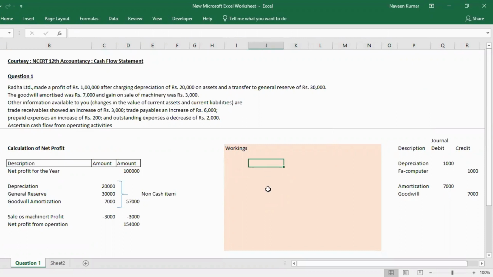When there is an increase in, this is a formula you can keep: increase in asset, decrease in cash. Decrease in asset, increase in cash. So first thing they are telling, trade receivable showed an increase of 3,000. So when you post an entry, when you're making a sale entry, what will happen? What will you do in a sale entry? So the sale entry will be like this, right?